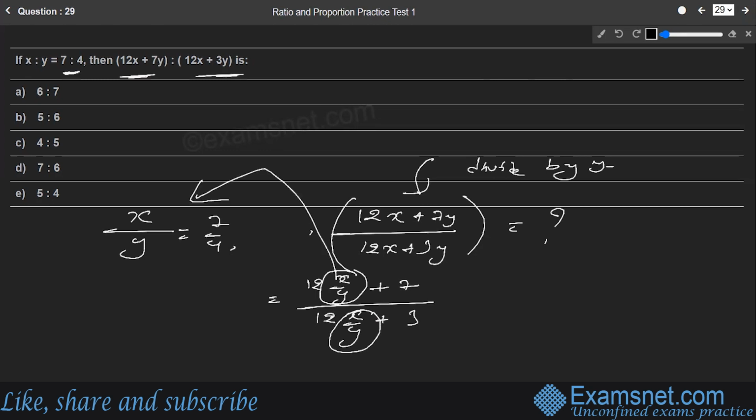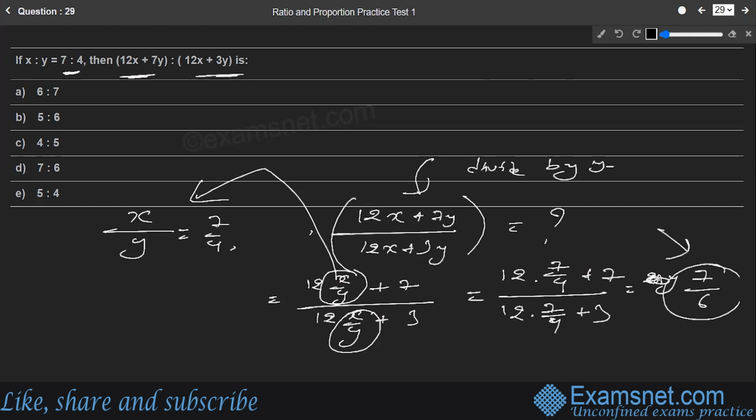So if we do it like that, we can replace the x by y value in the expression. This is going to be 12 into x by y, which is 7 by 4, plus 3, divided by 12 into the same x by y value, 7 by 4, plus 3. If we solve this, it ultimately comes out to be 7 by 6. So the ratio of these two things is 7 is to 6, which is available in option number D.